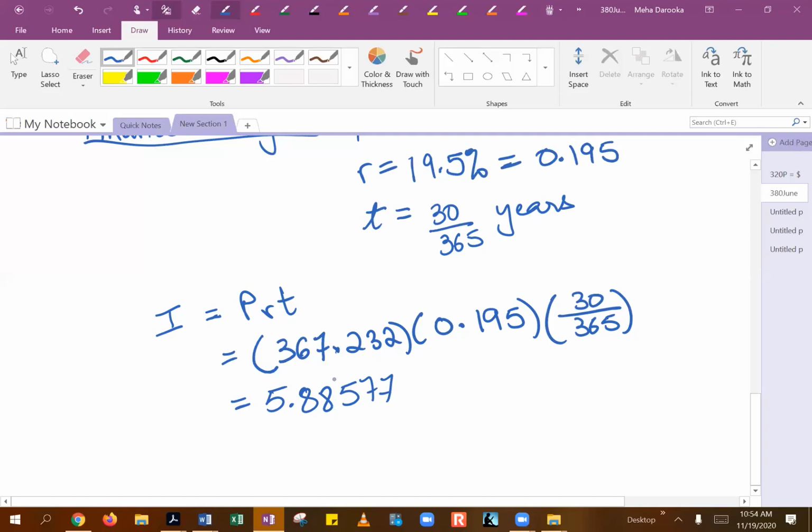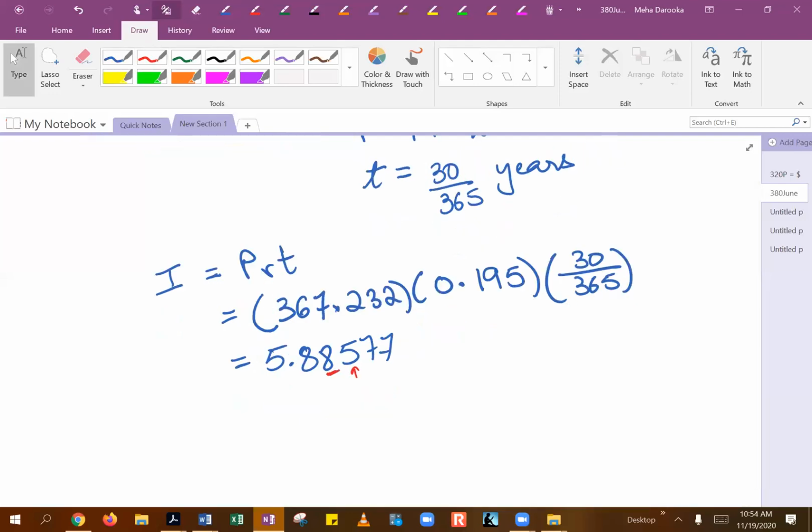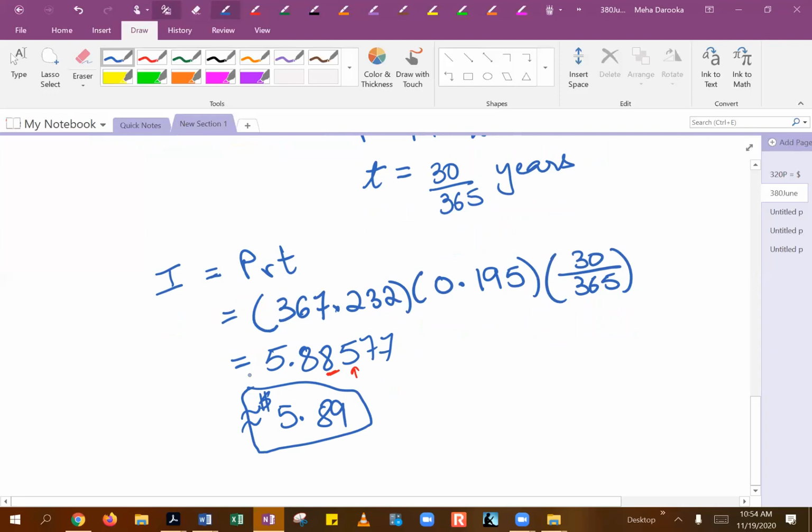Yeah, so with dollar amounts, we round to the nearest cent. And since we have a 5 after that, that actually makes that 8 go up by 1 unit. So as your rounded answer, you will actually end up with $5.89. So this is going to be the finance charge, which will be applied for this month of June to July. So that's basically what you'll end up paying.